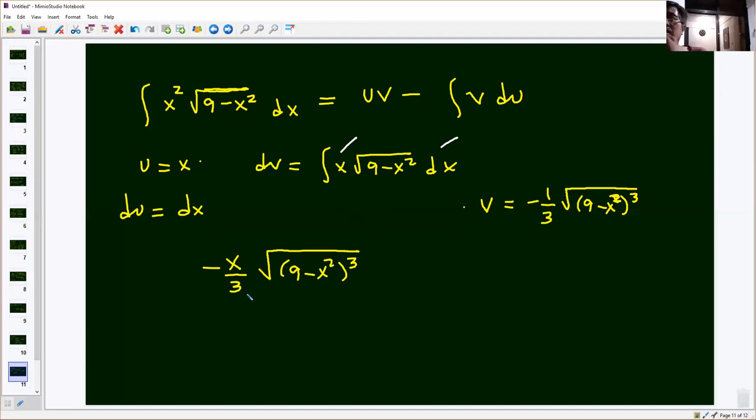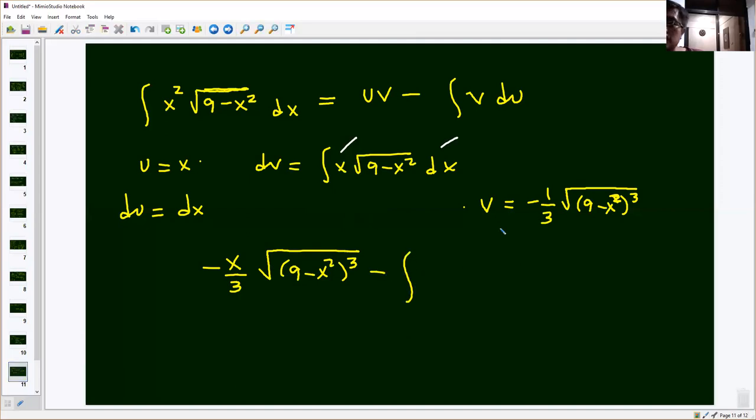Naka-over 3 nga lang siya, pero let's see kung anong mangyayari mamaya. So, negative x thirds, 9 minus x squared cube, ub. Then minus integral v du. Ang v ay negative 1/3.